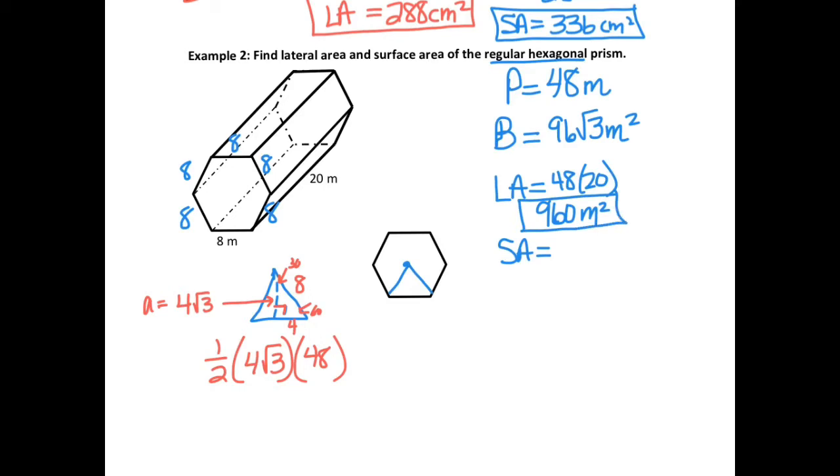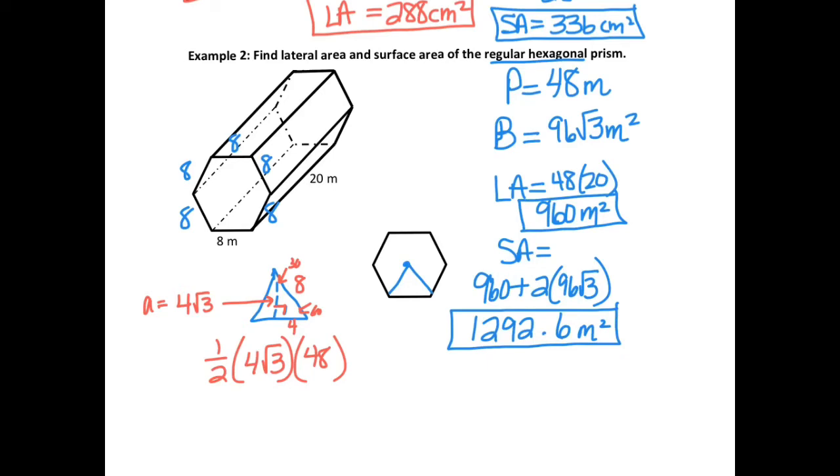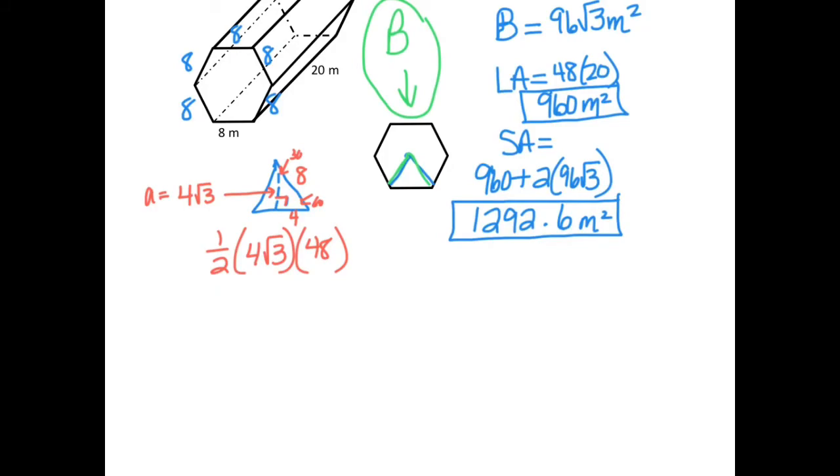My surface area is my lateral area plus 2 times the area of the base. So 2 times 96 root 3 equals about 1,292.6 meters squared. So I had to find the area of the base using, this is all stuff from chapter 11 information, finding the area of the regular polygon first. Okay? All right, next example.